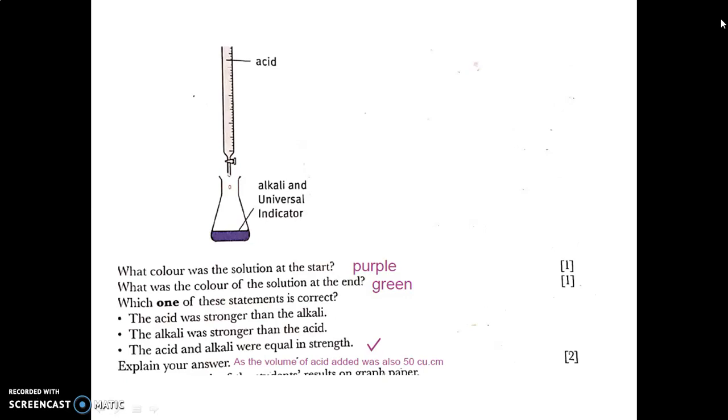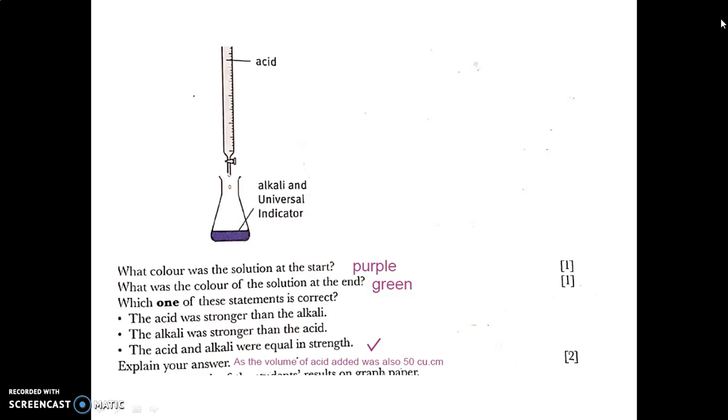They have just added 50 cubic centimeter of alkali into a conical flask. And to that they have also added the universal indicator. Now, they've used a burette to add acid to the alkali. Okay, so always the burette is opened drop by drop and the acid is added to the alkali.